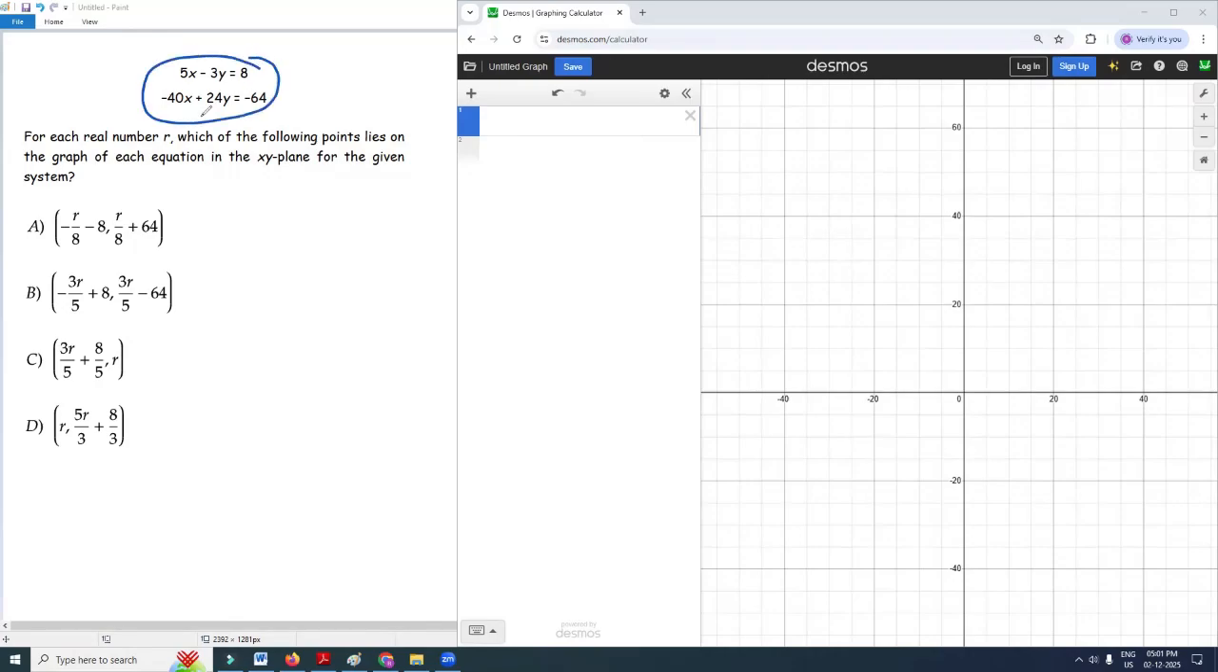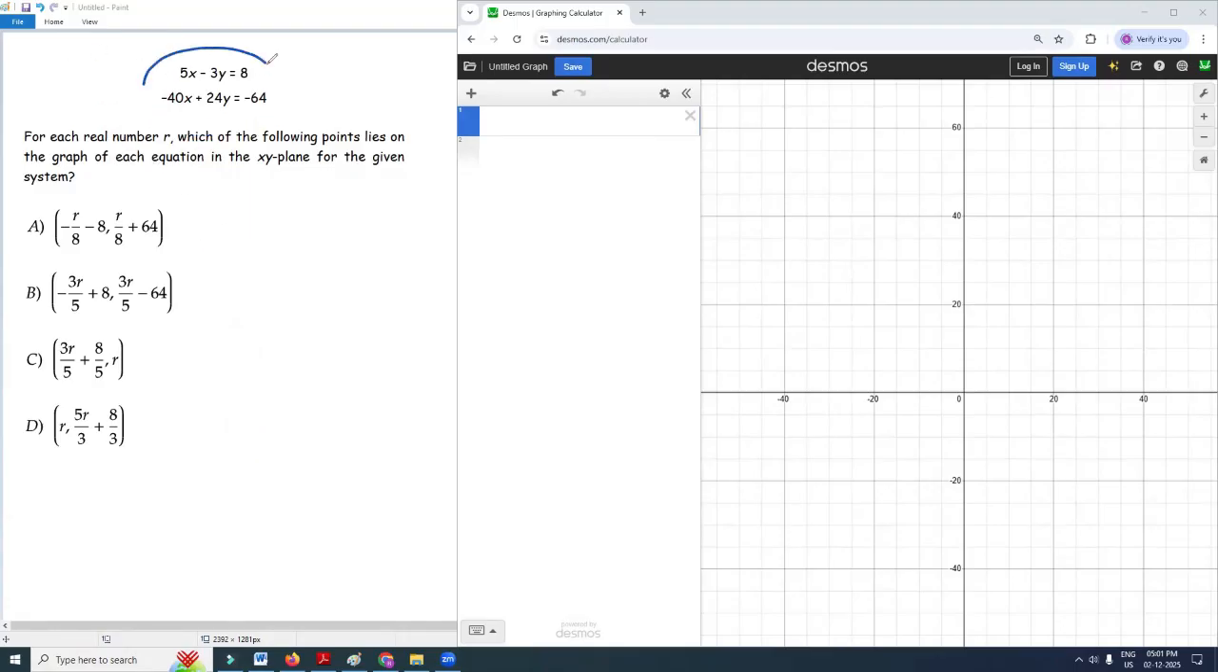Here we have a system of two linear equations. For each real number r, which of the following points lies on the graph of each equation in the xy-plane for the given system? In the given answer choices, we have to find the point which lies on the graph of each equation in the given system.